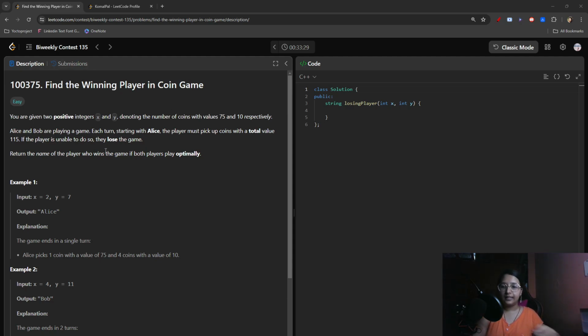So here, let us first read this question. In this question, you are given two positive integers x and y, denoting the number of coins with value 75 and 10 respectively. So basically, two types of coin denomination are being given to us, 75 and 10, and both counts are denoted by x and y.